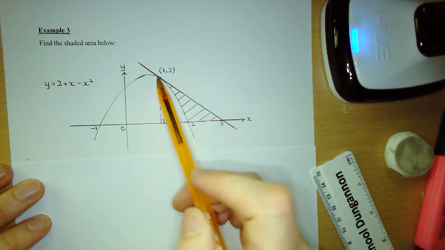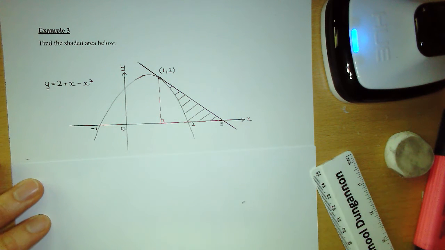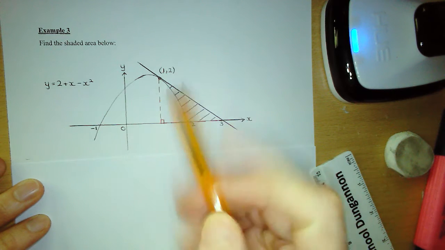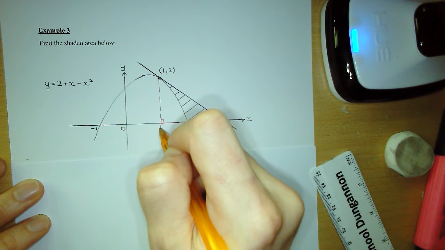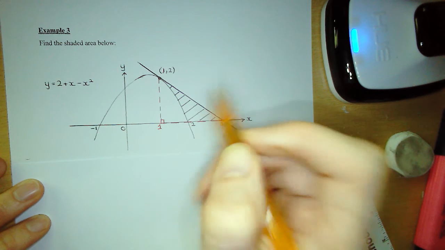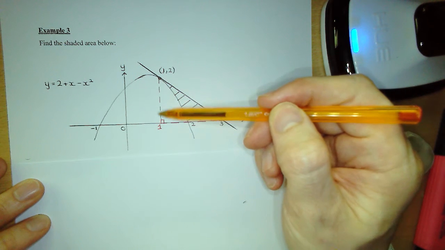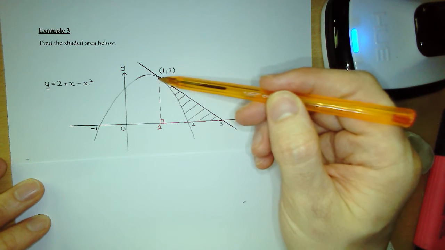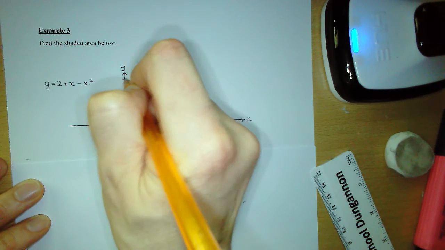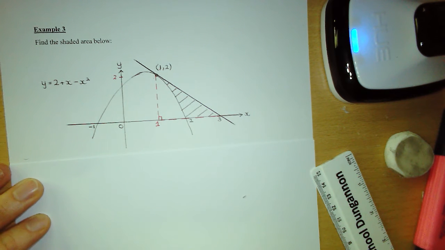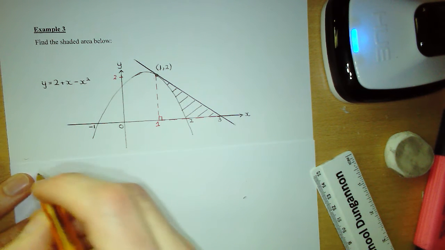Well, let's start by getting the area of the big triangle. So because the x-coordinate of this point is 1, then the x-coordinate of this point down here is also going to be 1. So we know what the base is. We also know what the height is because the y-coordinate of this point is 2. So the height is clearly going to be 2. So let's start with the big triangle. Area of big triangle.